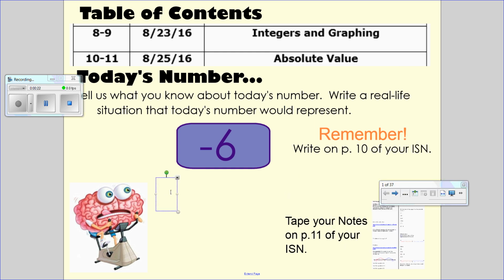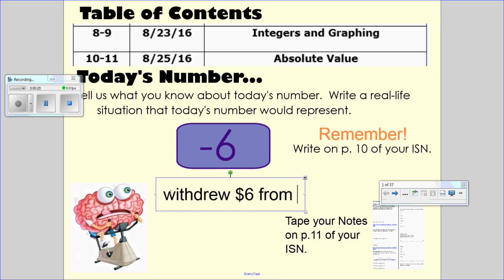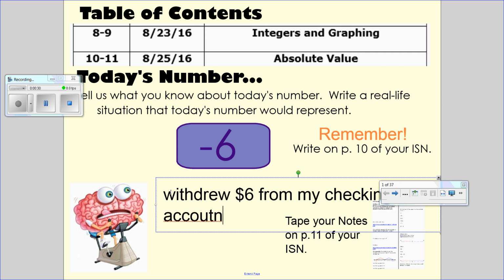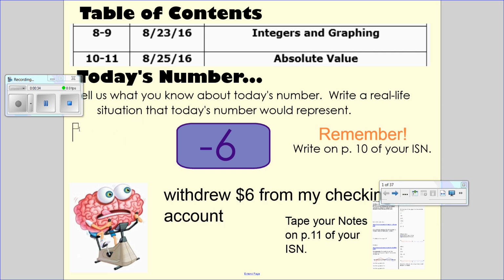For example, maybe I go to the bank and I withdrew $6 from my checking account. Could be that one. Another example, it could be a loss of 6 yards in a football game. Someone lost 6 pounds. A ship is 6 feet below sea level.